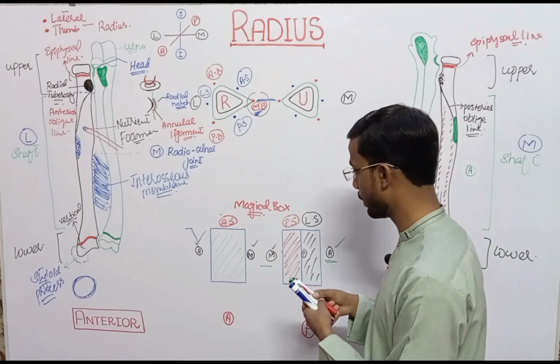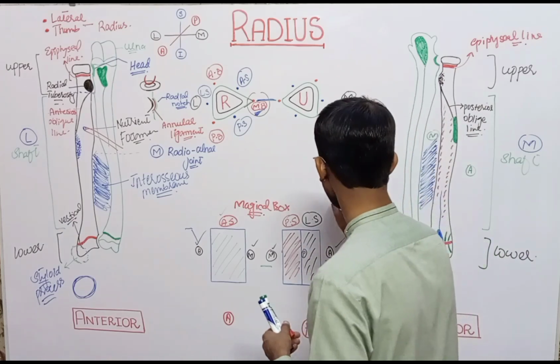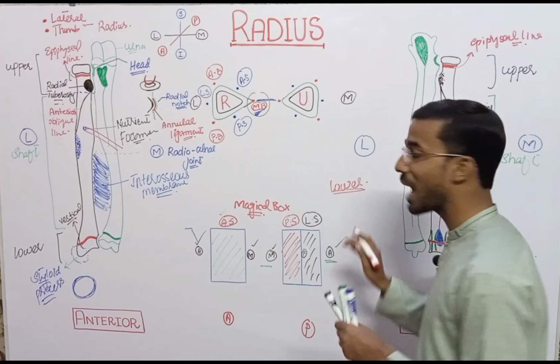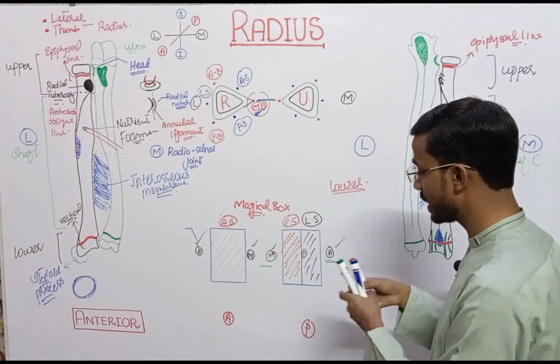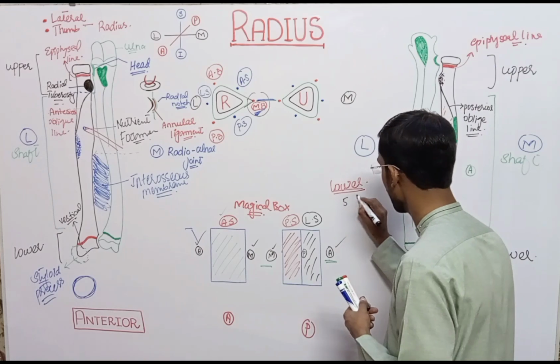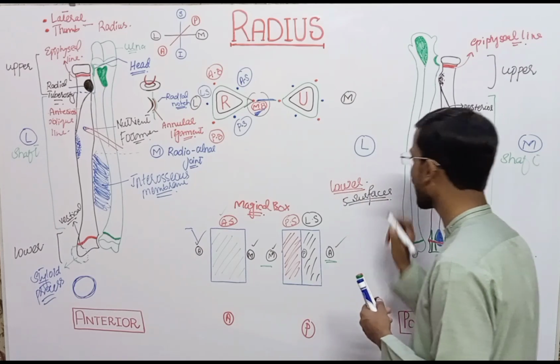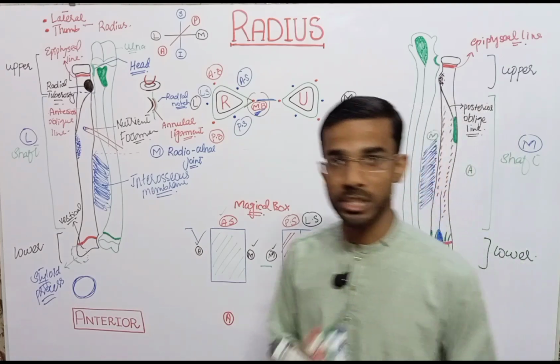Next, the last portion is very much important, which is the lower portion. I write it here, lower portion. You will see 5 surfaces in the lower portion. We will discuss the 5 surfaces of the lower end. These 5 surfaces are very much important.